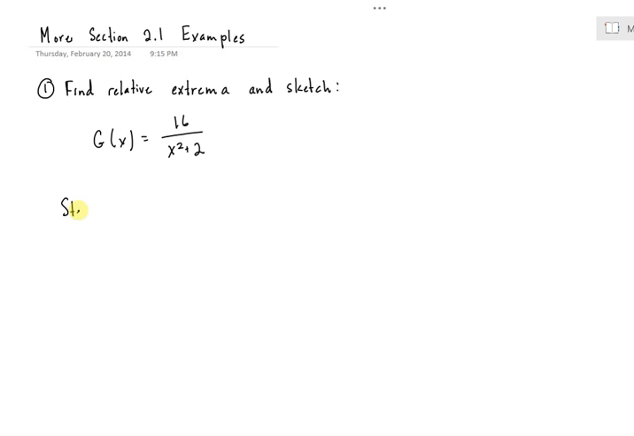For my first step, I'm always going to find my critical points. We have a theorem that says that if you have a local min or max, it's a critical point. A critical point is one where the derivative is 0 or undefined.